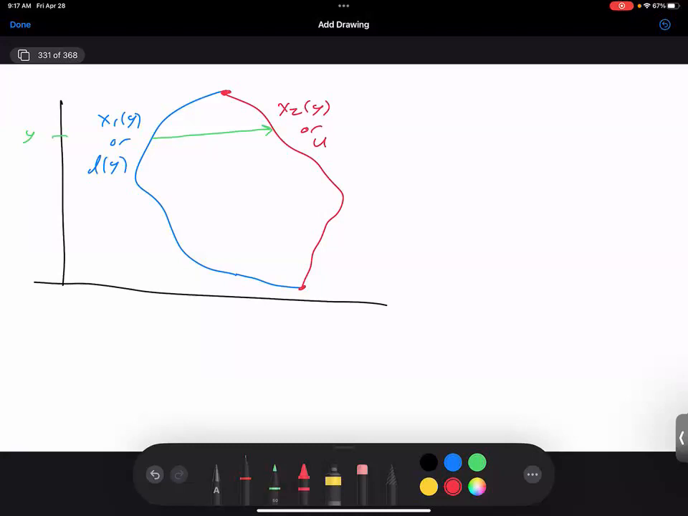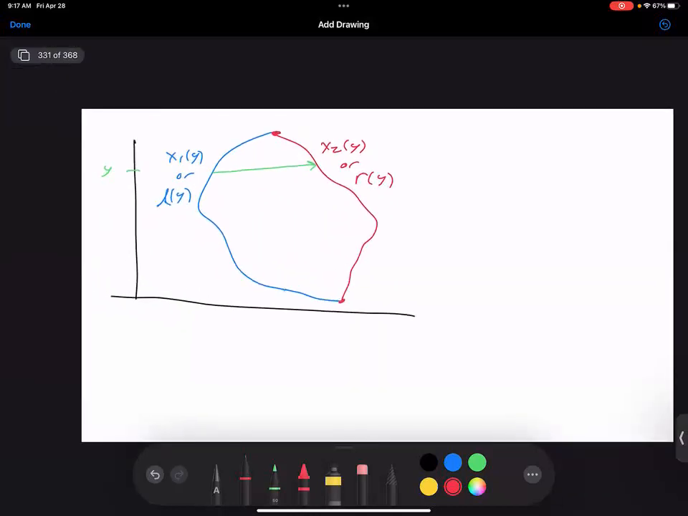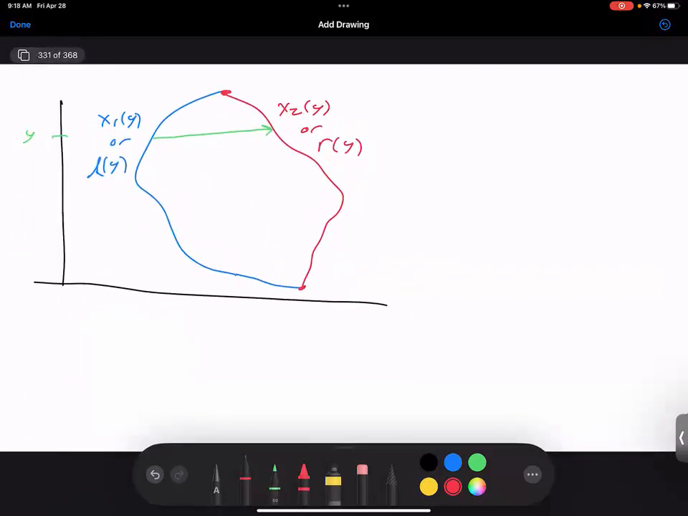Well, actually, instead of using L for lower and U for upper, let's use L and R of y. What do you think L and R stand for? Left and right. So again, it's notation that you can just look at and see. So this would be the right side. This would be the left side.